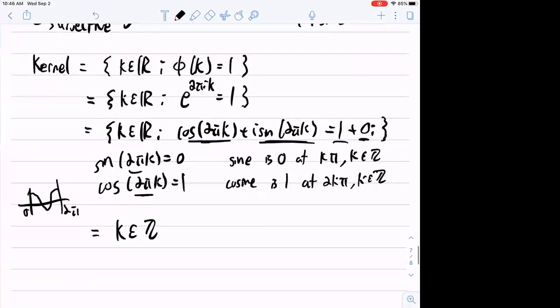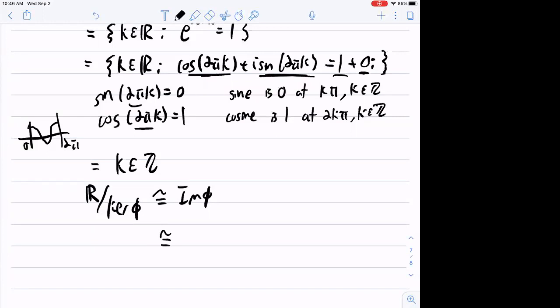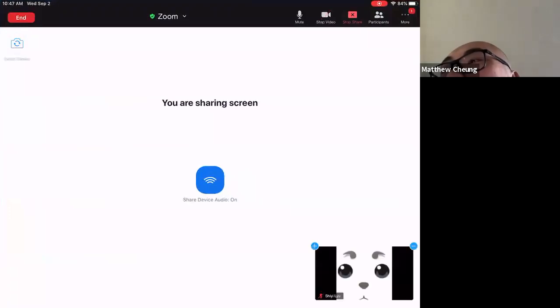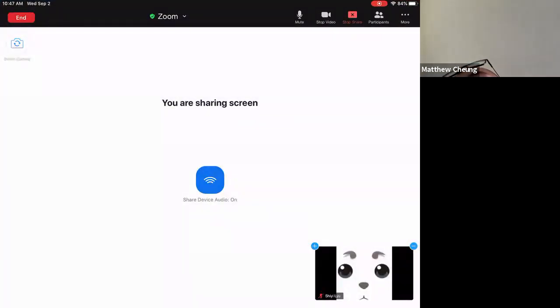So by the first isomorphism theorem, R mod kernel of phi is isomorphic to the image of phi, but it's surjective, so the image of phi is just the whole unit circle. And then we showed that the kernel is the integers. Is everyone comfortable with the first isomorphism theorem now? Hopefully you see its usefulness. It guarantees it's isomorphic, so you don't need to define a map from quotient groups and show it's well defined, and so on. The first isomorphism theorem just immediately gives you that.